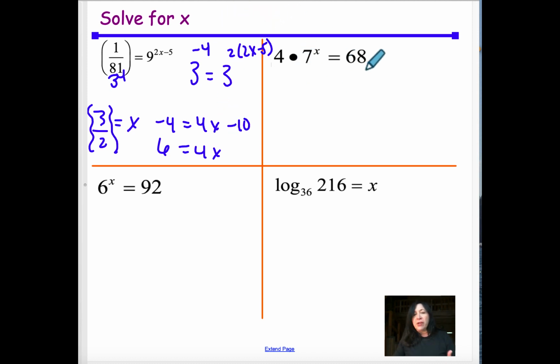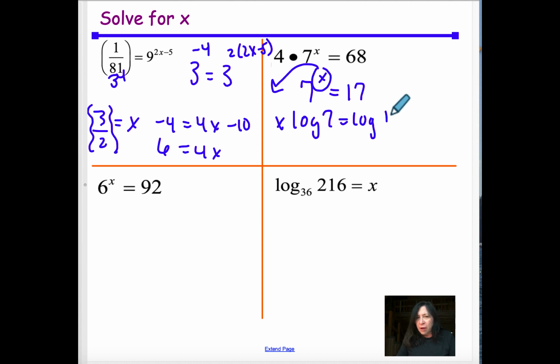For this problem, though, you're going to use a calculator because I'm not going to be able to get the bases the same. The first thing I'm going to do, though, is divide 68 by 4. And 68 divided by 4 is, what, 17? So I have 7 to the x power equals 17. I need to get this variable out of the exponent's power place. So I'm going to take the log on both sides. So we have x log 7 is equal to log 17. So I get x equals log of 17 divided by log of 7.